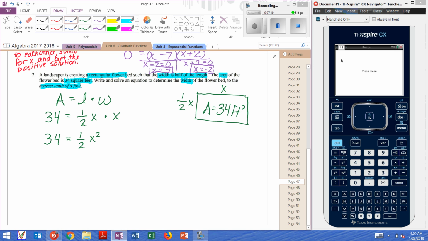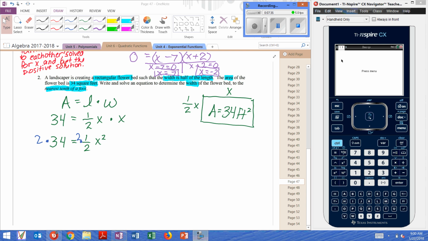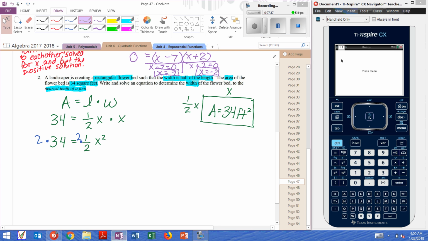Now I don't want that yucky fraction, decimal, whatever you want to call it. So let's multiply by its opposite to get that form of 1. But if we're going to do this to one side, we must do it to the other. So 2 times 34 ends up getting us, what is that? 68 is equal to, well, 2 times a half is 1. So I'm just left with 68 is equal to x squared.